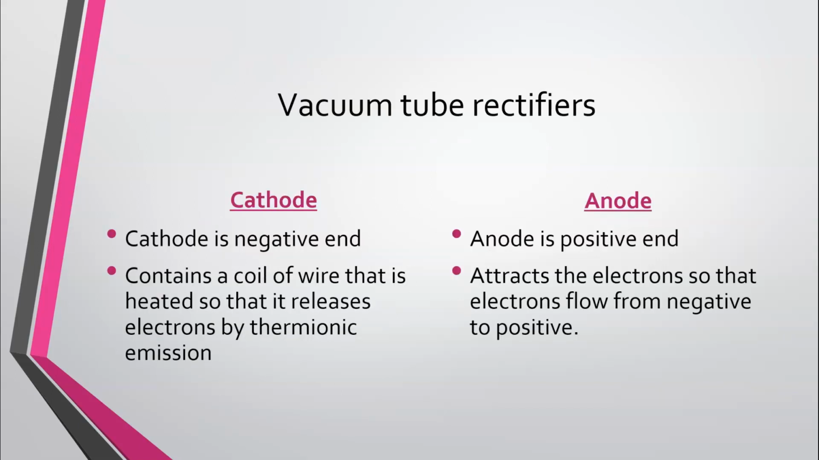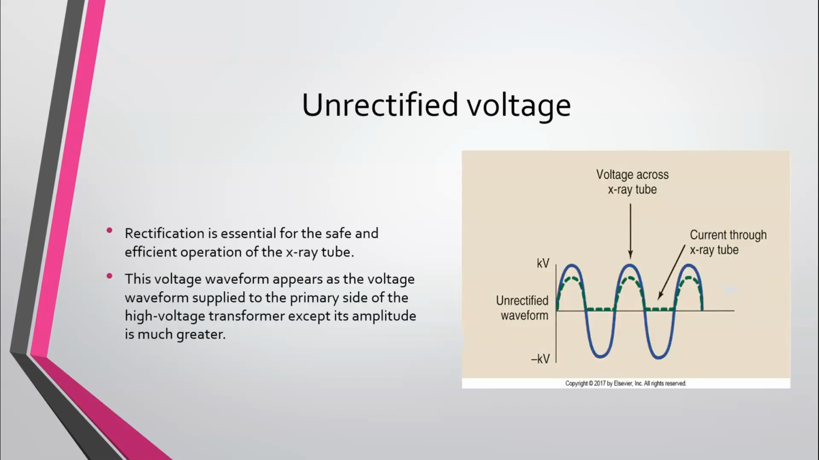So vacuum tube rectifier. The cathode is the negative end, and contains a coil of wire that is heated so that it releases electrons through thermionic emission, where the anode is the positive end and attracts electrons, so the electrons flow from negative to positive.